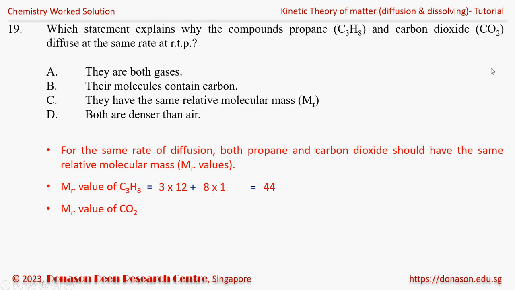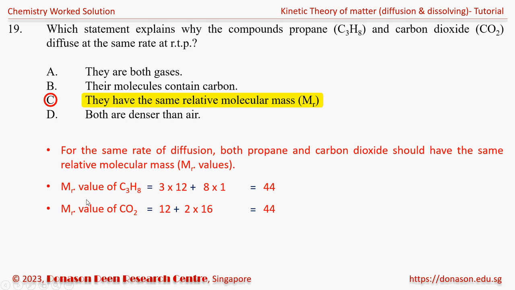Now if we look at the carbon dioxide, there is 1 carbon bonded to 2 oxygen atoms. So the carbon's relative atomic mass is 12, and there are 2 oxygen atoms. Each oxygen is 16, so we need to add twice 16. So 12 plus twice 16. 16 times 2 is 32. 32 plus another 12 is of course going to work out to 44.